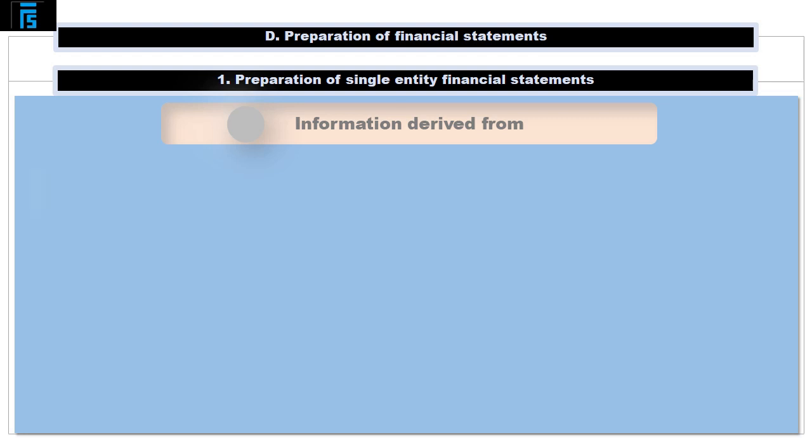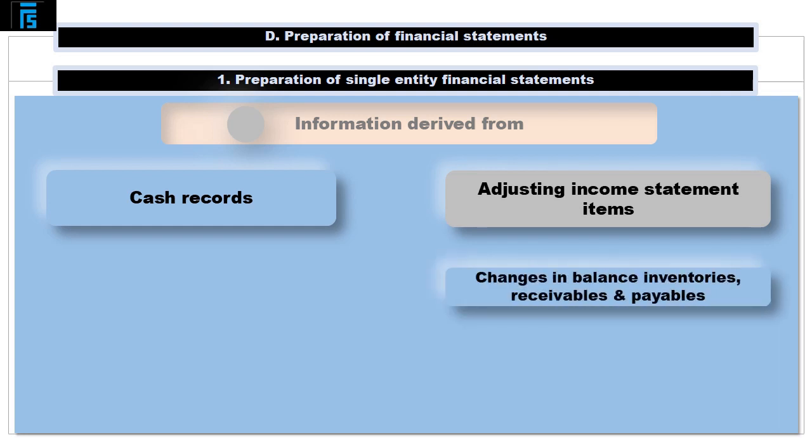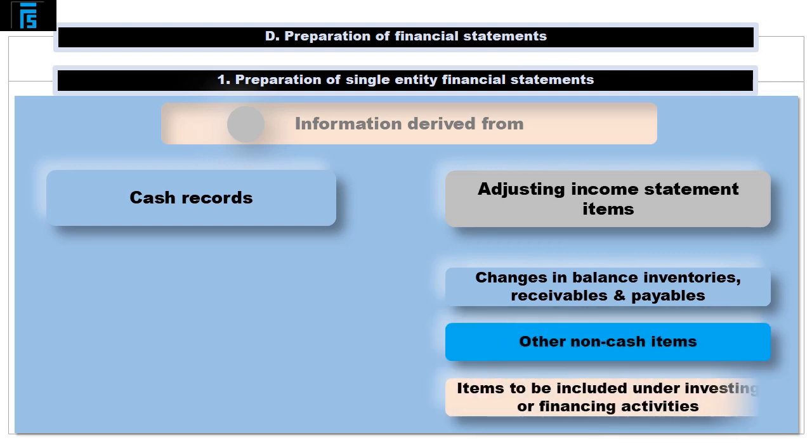As we will see in an example, information about those major categories of gross cash receipts and payments may be derived either from the cash records of the company or by adjusting items recognized in the income statement, such as sales or cost of goods sold, for the following: changes in the balance of inventories, receivables and payables, other non-cash items, and those items whose cash effect should be included under investing or financing activities. Enough of the theory, let's dive into the example.